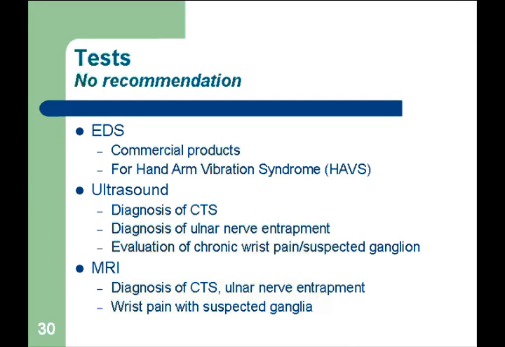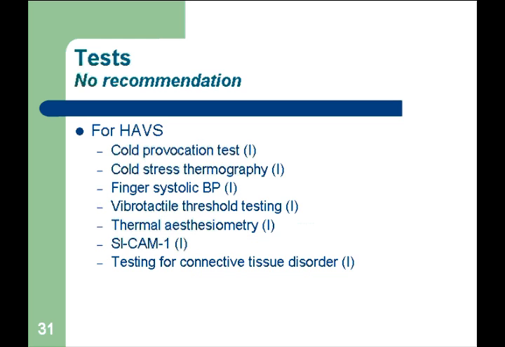I would agree for the hand vibration syndrome part, but the problem is that frequently these people have carpal tunnel or nerve entrapments associated with their HAVS, and so I think the EDS test is appropriate if you have that combination pattern. Ultrasound's not required to diagnose carpal tunnel or ulnar nerve entrapment. Evaluation of chronic wrist pain with suspected ganglion, it's not recommended, but I do know that people do that. MRI for diagnosis of carpal tunnel and ulnar nerve: if you haven't made the diagnosis prior to that, obtaining an MRI to do that is probably not appropriate. Wrist pain with suspected ganglion: if you think the wrist pain is from the ganglion, not the MRI. If the wrist pain is from something else and you can't determine it, such as a TFCC component, then I think an MRI would be reasonable to do. Not recommended for hand vibration syndrome or all of these other tests that have been done over time. HAVS is primarily a clinical diagnosis.